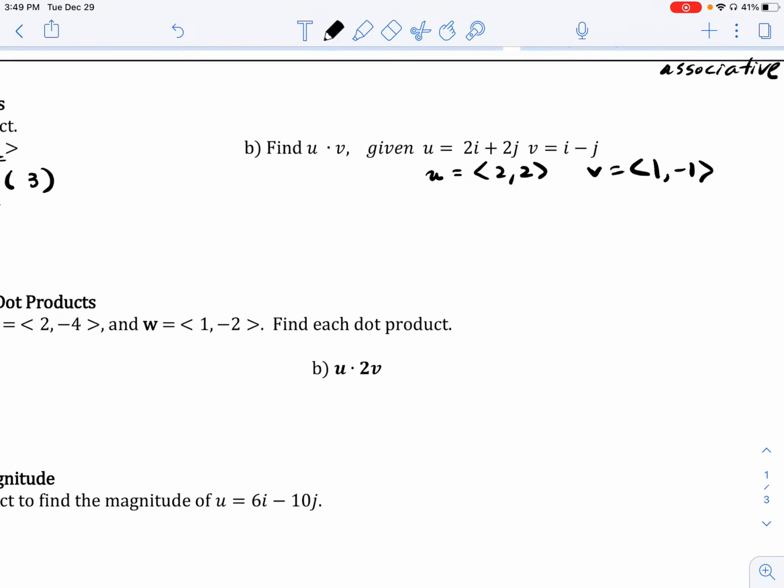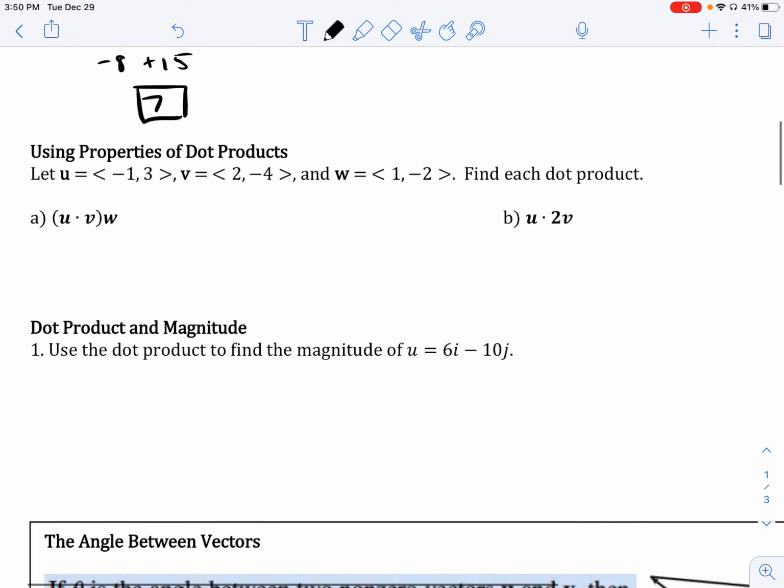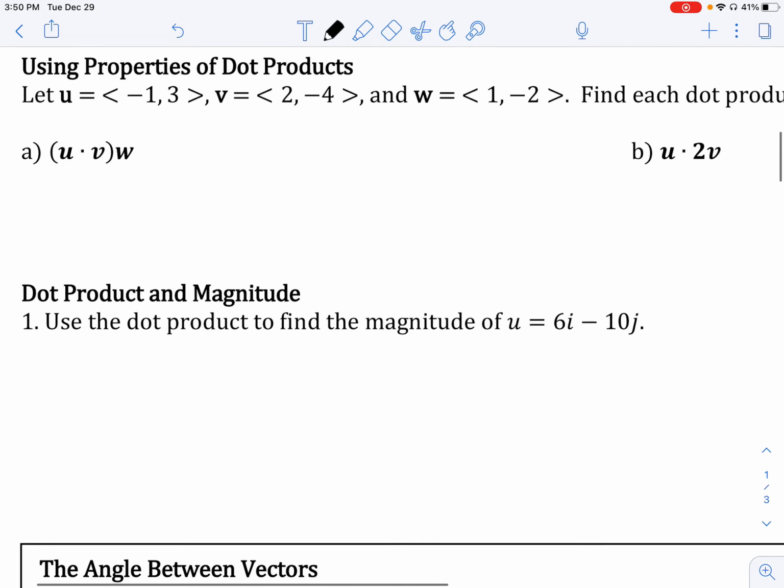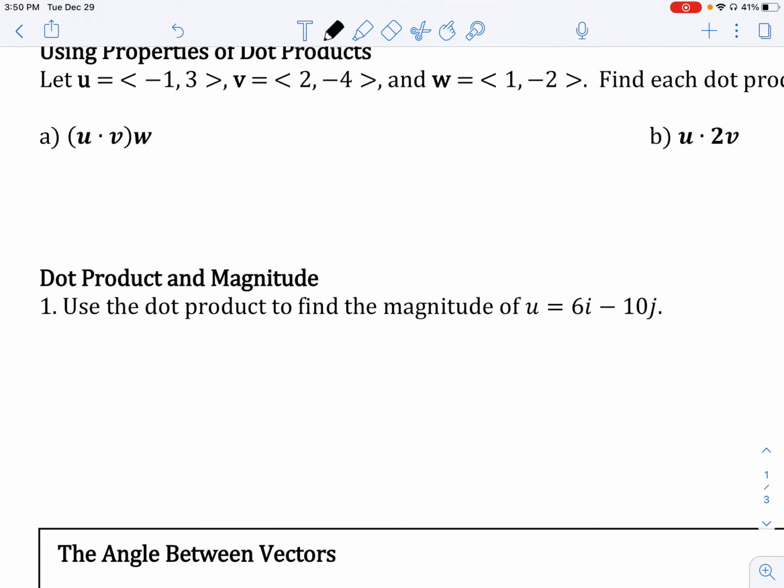Let me jump to something like A here, using properties. So we're given 3 different vectors here, and we're going to find the dot product of u and v. Again, we don't actually have to use the properties. We can just do this bit by bit. First, the dot product of u and v. I would say, all right, the dot product of u and v is -1 times 2, again, our horizontal components, plus our vertical components, 3 times -4.